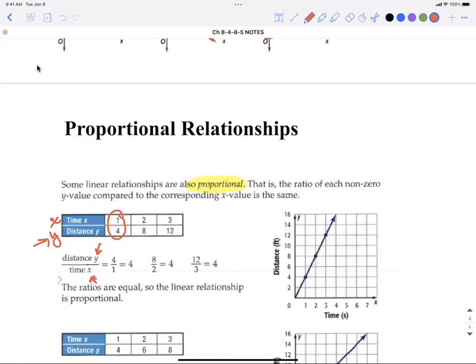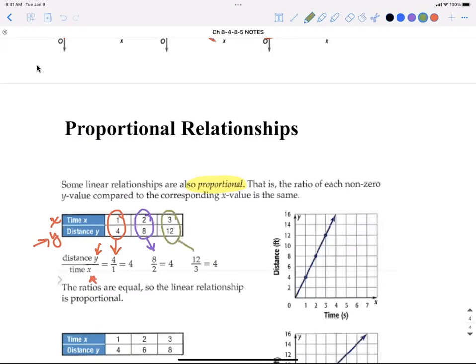But you're going to put your Y over your X and create a fraction. So right there, reduce it to 4. Now you're going to do the same thing with the next point. You're going to create a fraction, putting the Y over the X, and 8 over 2 also reduces to 4. And then you're going to do the same thing with the last point.